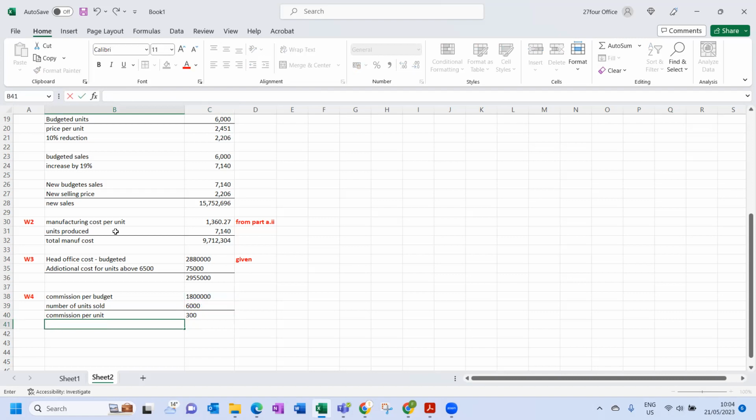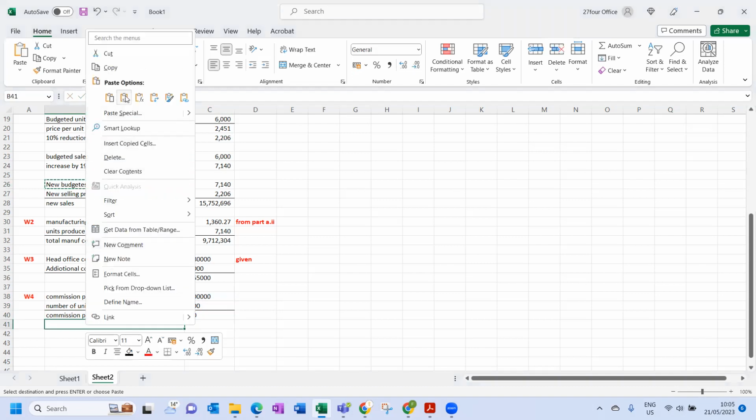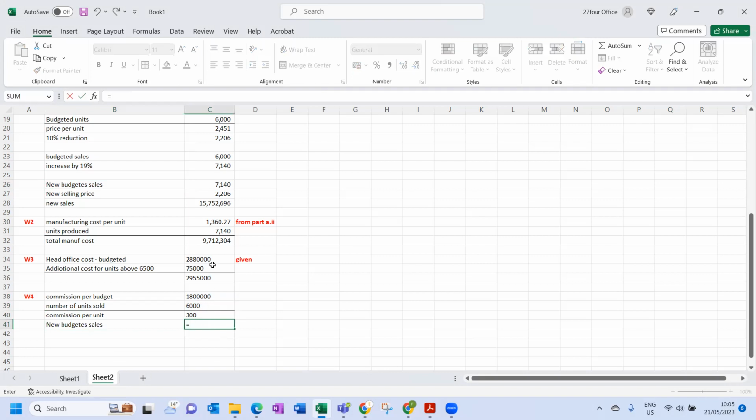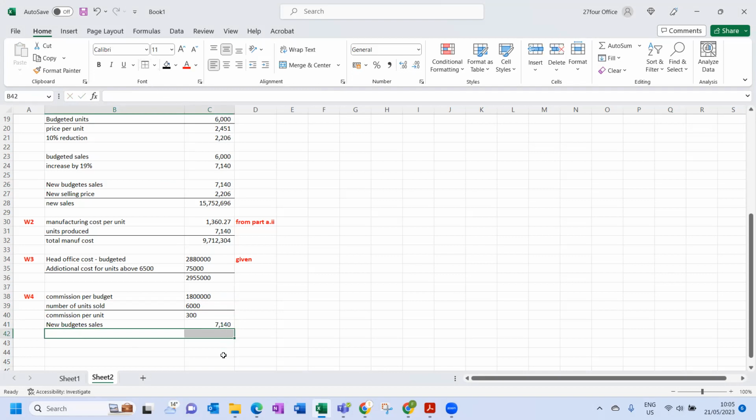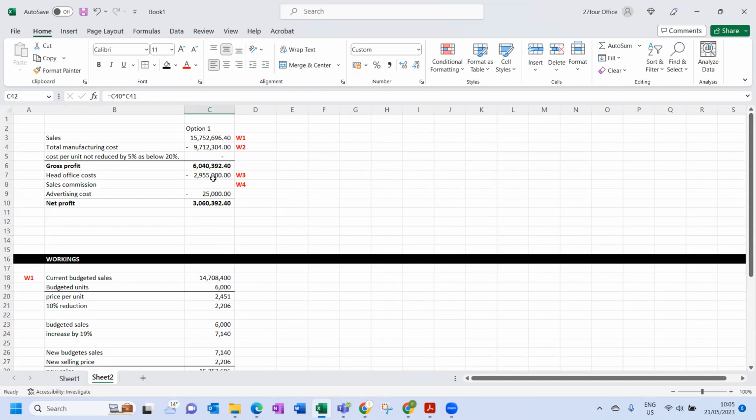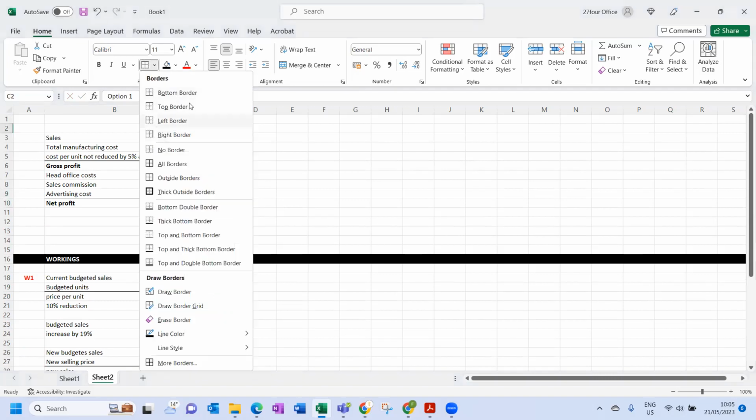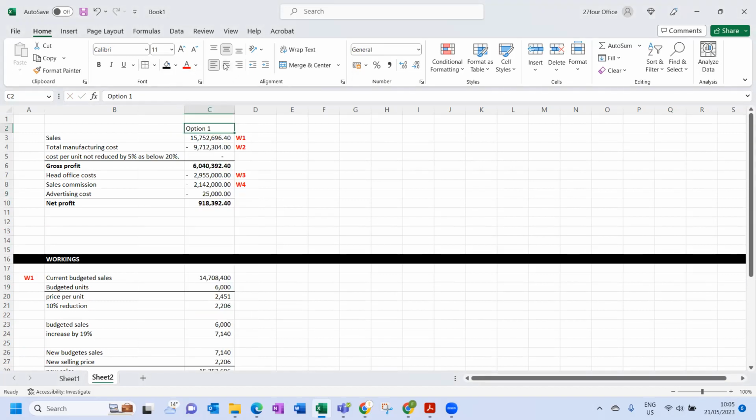Then the new number of units is that, so the new commission is equal to that times that. So 2142, that is C42. I'm going to go over here, equal negative C42. That is basically the net profit. As you can see, option one is definitely out, because the net profit that was budgeted for was 2.4 million.